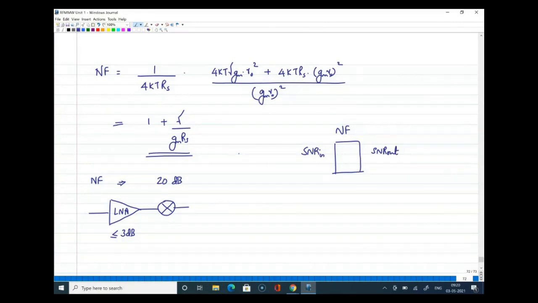Now, say for example, I'm considering a signal. If in an input signal there is no noise, what will be the value of SNR in? If there is no noise, what will be the signal to noise ratio? It will become infinity, right? There is no noise in the incoming signal. In that case, your noise figure actually will become infinity.